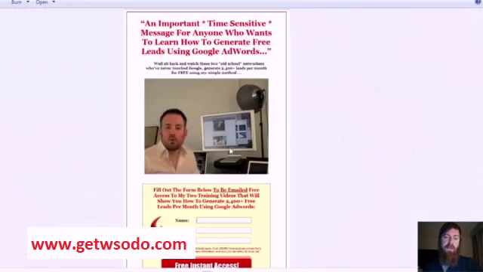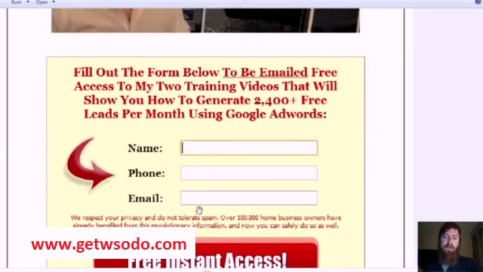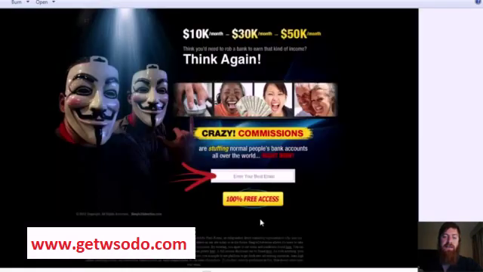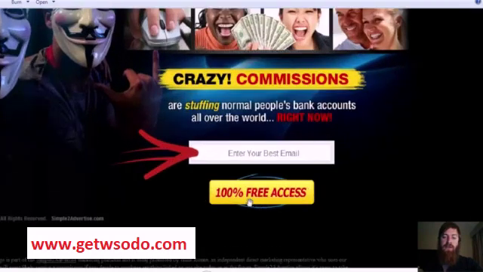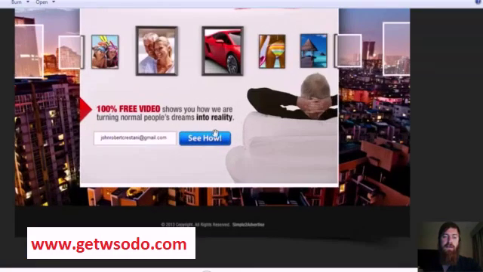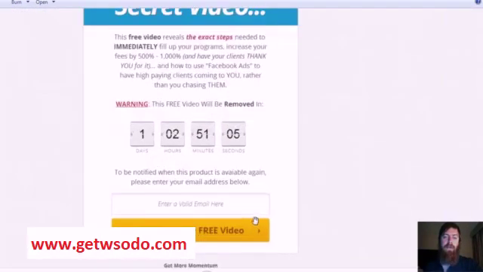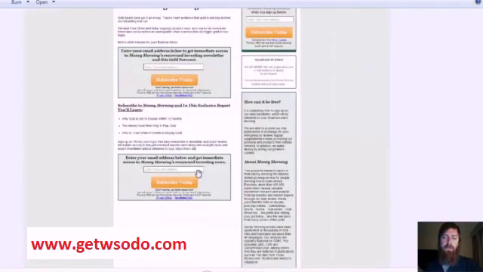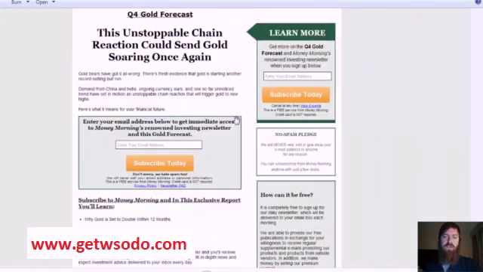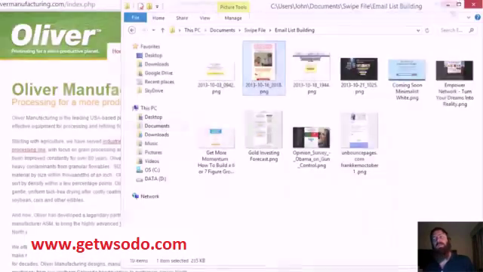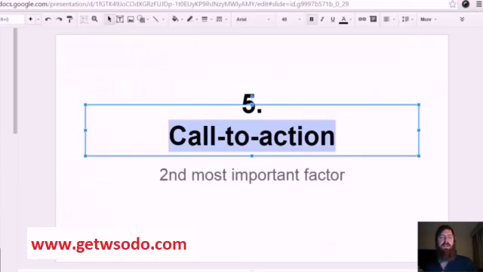If we look at these email list building examples, we're seeing "Free instant access." You could try "Get free instant access." The button just says "100% free access." "Join waiting list." "See how." "Yes, I want a free video." And "Subscribe today." So there are lots of different calls to action you could test. That's a big factor.